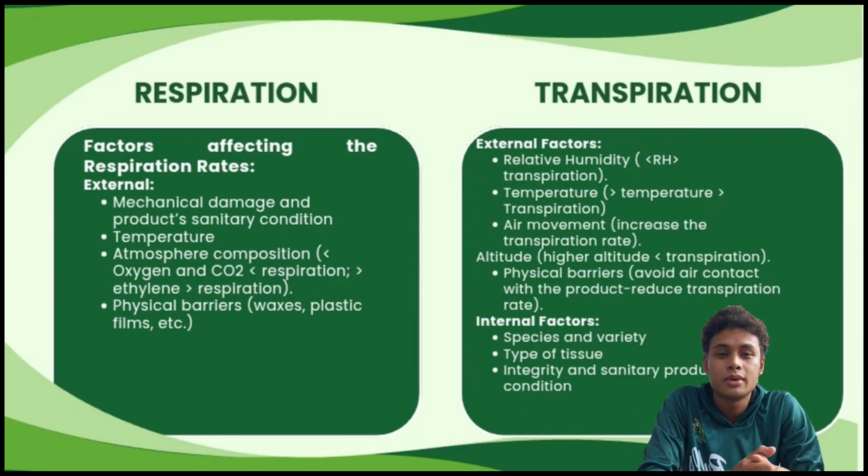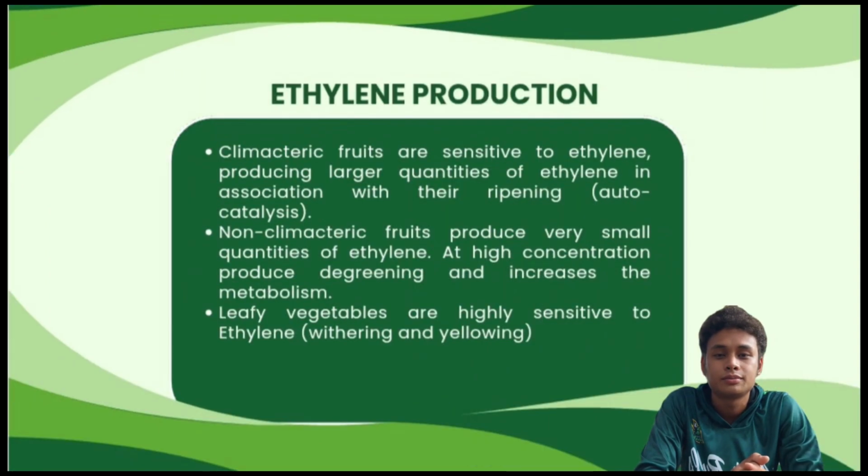For transpiration naman, external factors include relative humidity, temperature, air movement, and altitude. Internal factors include the type of tissue and the condition of the crop. For example, leafy vegetables lose water faster compared to thicker crops. So in short, both respiration and transpiration are affected by the environment and the condition of the product. Mao nga importante gyud ang proper handling, storage, and transport.